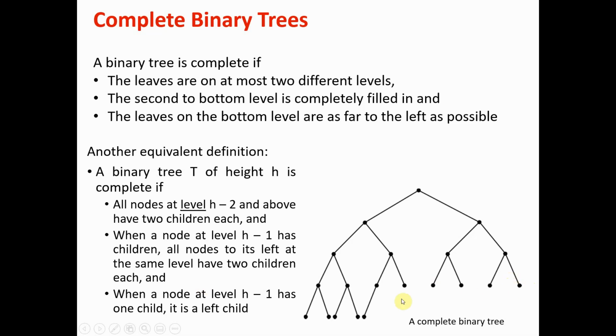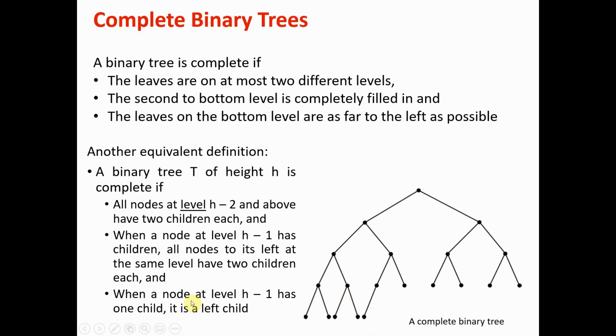So like this is level h minus 1, this is level h minus 1, right? Level 3, the height is 4, so this is level 3, right? Which one of them have children? So for example, this one has a child, right? All the nodes on its left at the same level have 2 children, right? So this is satisfied. The same thing for this one. This has children. All the nodes to its left have 2 children, right? So this condition is also satisfied.